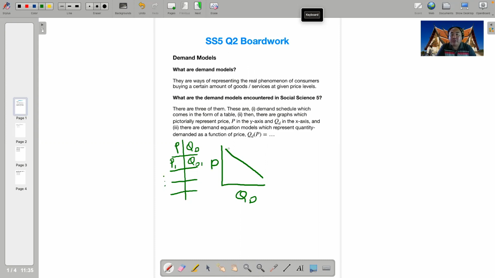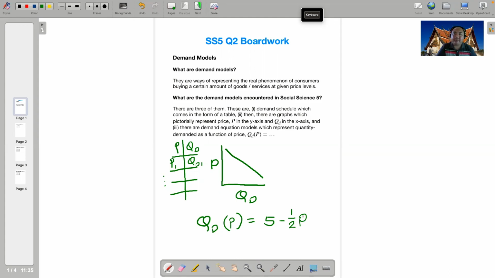Lastly, we have what we call demand equation models, which represent quantity demanded as a function of price, or a functional representation. So you have QD as a function of P. Just an example to give you, probably you have 5 minus 1 half P. This can represent your demand at any given price level. So when P is 1 peso, when P is 3 pesos, etc. So these are the three ways that we typically see the demand in SOCSI 5.